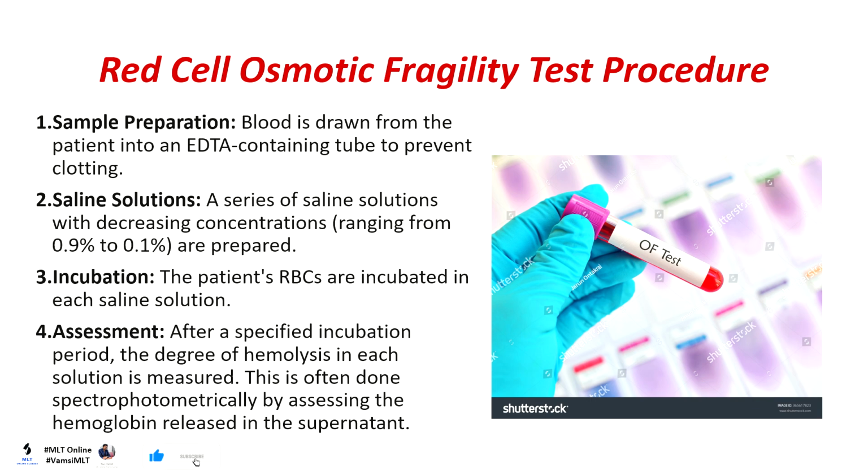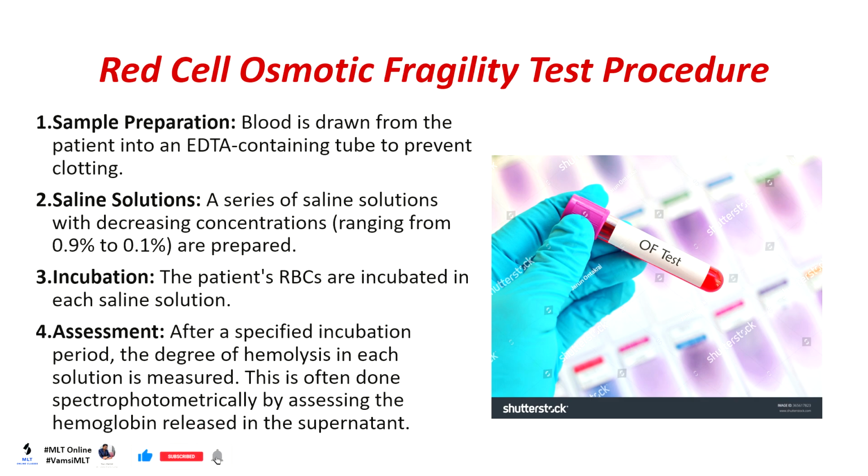Sample preparation. Blood is drawn from the patient into an EDTA-containing tube to prevent clotting. Saline solutions. A series of saline solutions with decreasing concentrations, ranging from 0.9% to 0.1%, are prepared. Incubation. The patient's RBCs are incubated in each saline solution.